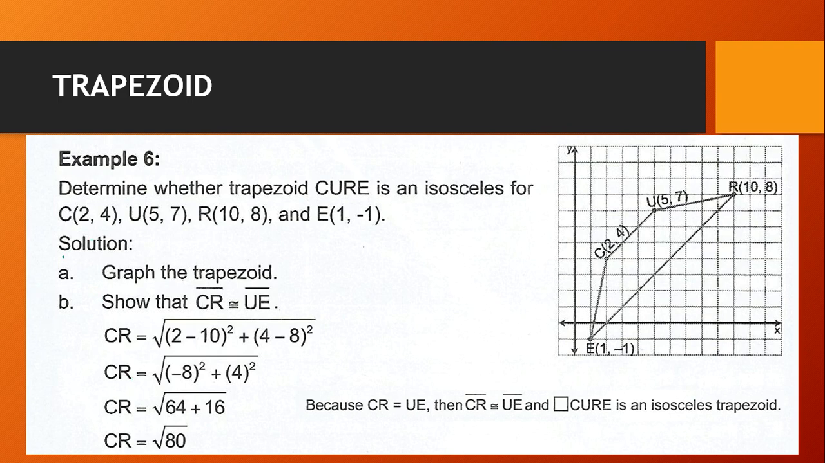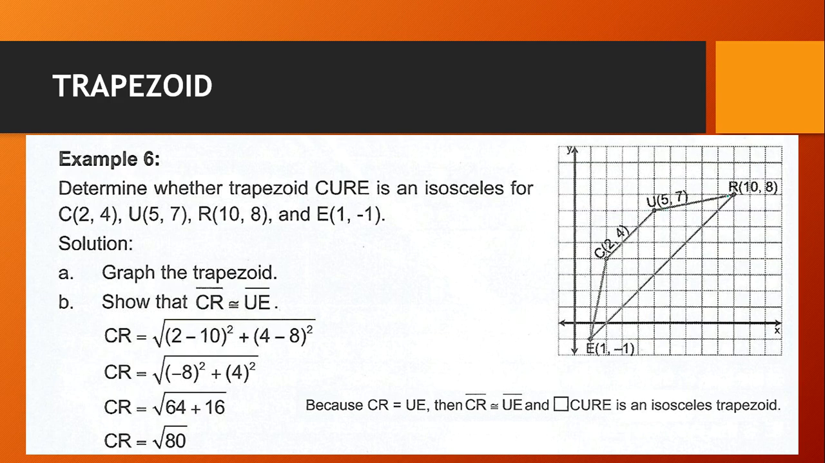So we prove that this trapezoid CURE is an isosceles trapezoid by of course first we're going to graph the trapezoid para makita nato. Then ang pinaka-importante is nagamit ta og distance formula to show and to prove that these two diagonals are congruent. But naa pay usa ka method on how to prove that this trapezoid CURE is an isosceles. So ang atong first method is by using the diagonals. Ang kadua is by using the sides of the trapezoid.